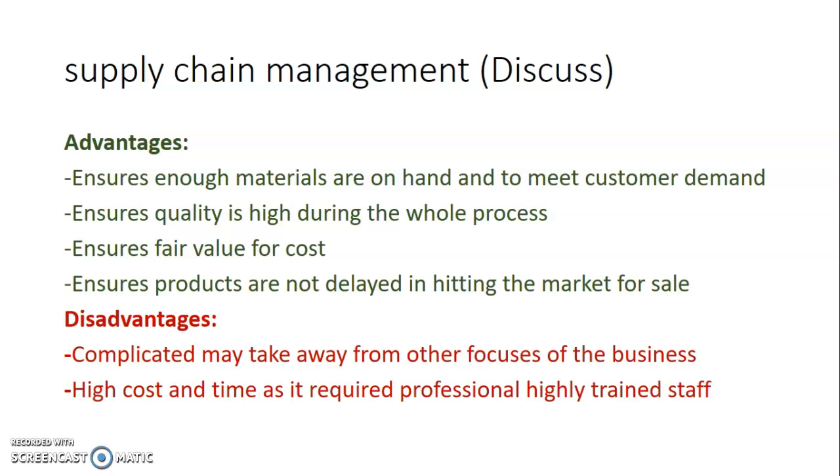Bad things is that if it's really complicated process, if we spend so many resources on this, it might stop us from doing some other really good stuff in other areas. And it could be really, really expensive. If we're getting a highly trained professional to look at our supply chain management, that could be really time consuming, or it also could be really, really costly, because these staff members are really expensive to hire.